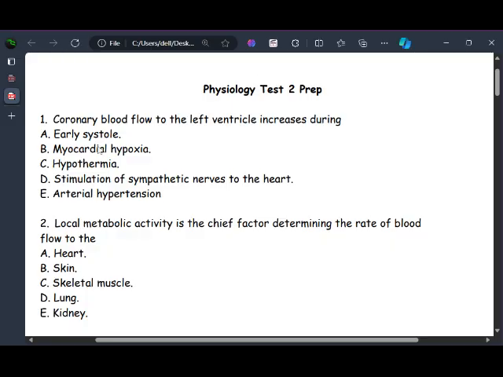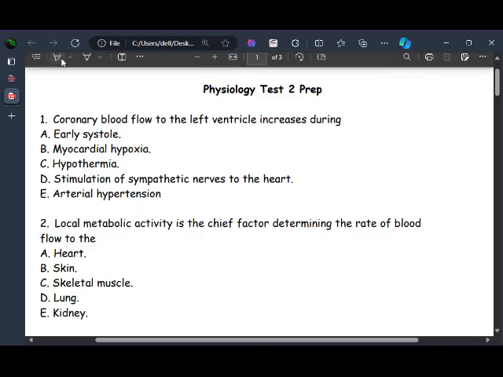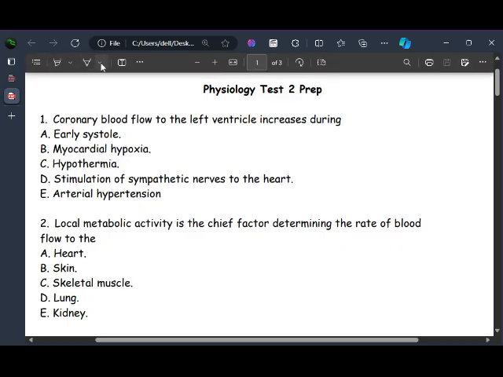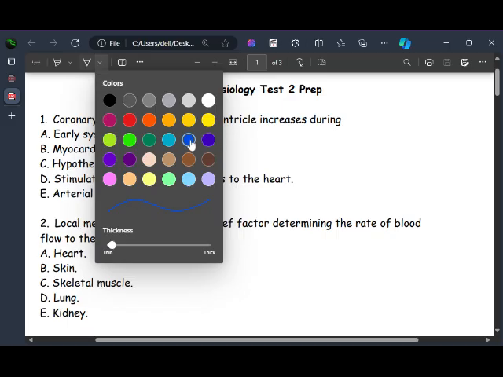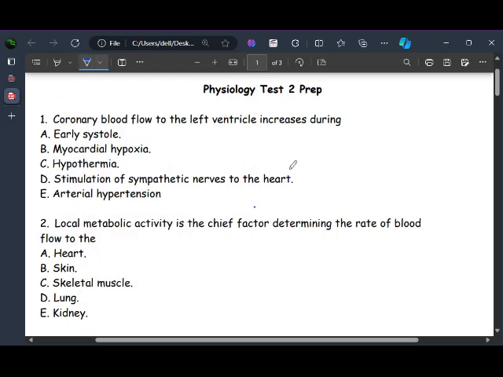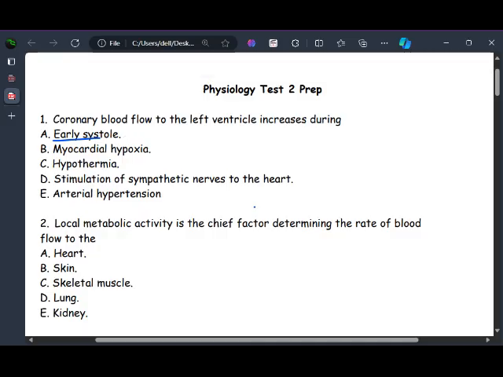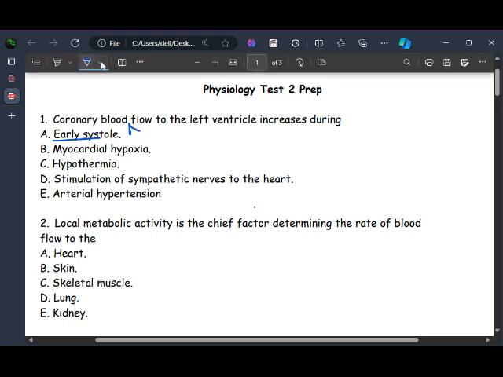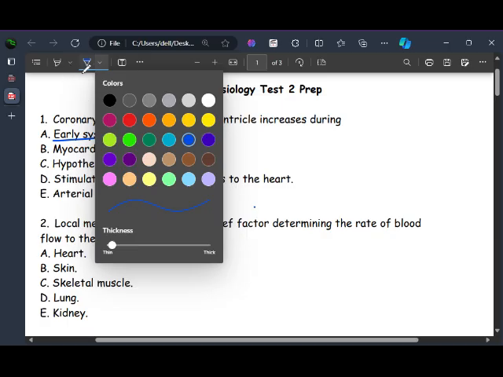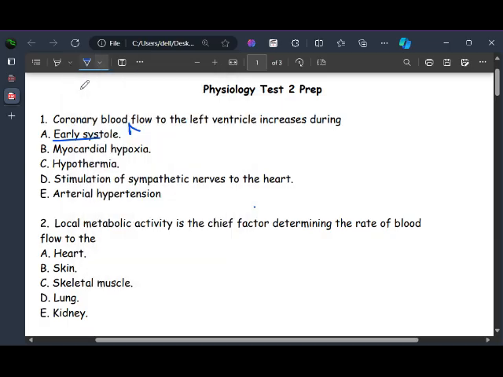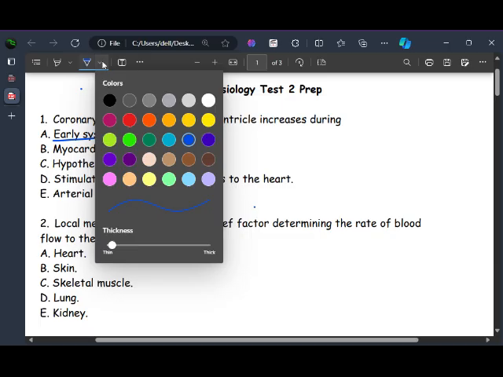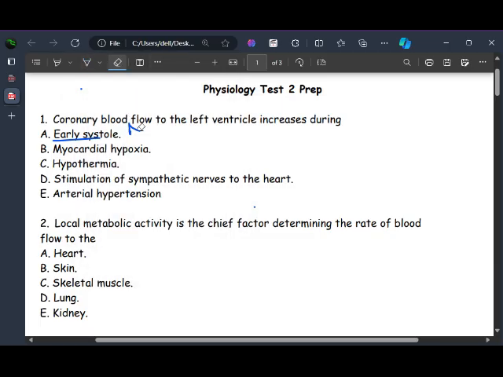All right, so let's go through each of the options. Option number one says that it increases during early systole. Okay, is that true? Is that false? For this one, it is actually false. It's a false statement. Let me just write it properly. Okay, so that option is false.